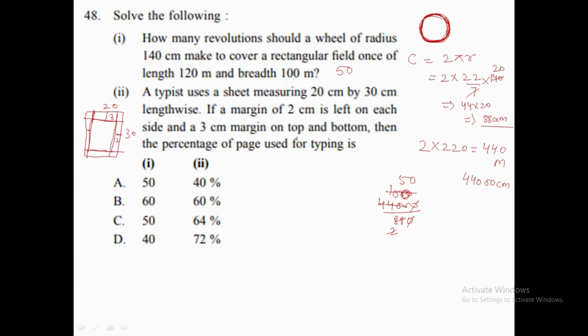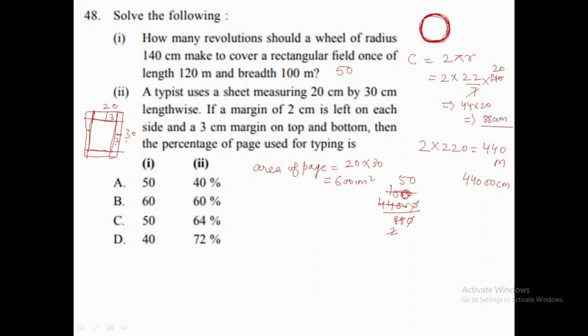So first we need to find what percent of the page is left after doing all this. How are we going to do it? First we need to find the area of the page. So the area of the page is equal to 20 by 30, which is equal to 600 centimeter square. Now a margin of 2 centimeters is left on each of the sides like this and this. Then a 3 centimeter margin on the top and bottom is left. Then we need to find the percentage. So first we need to find the area of this thing.